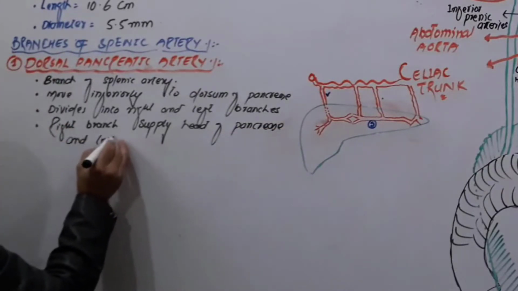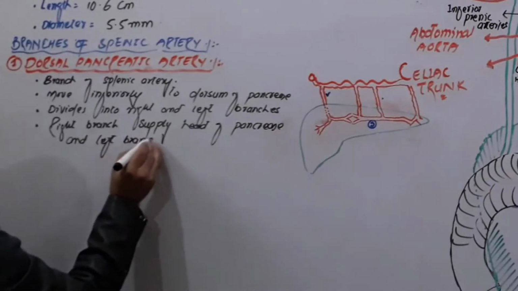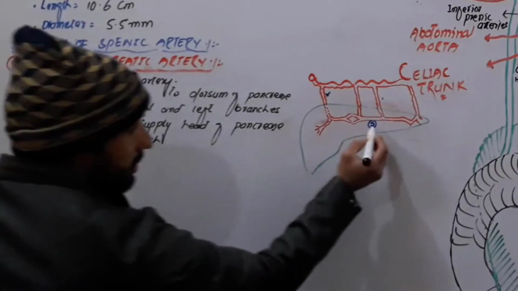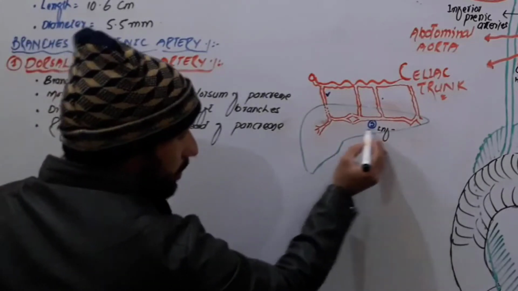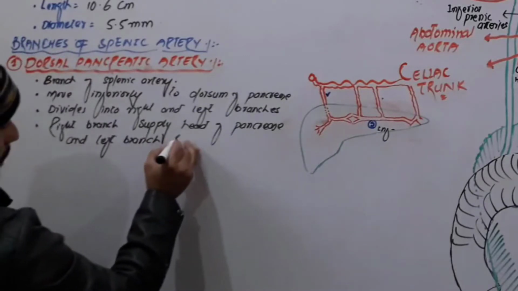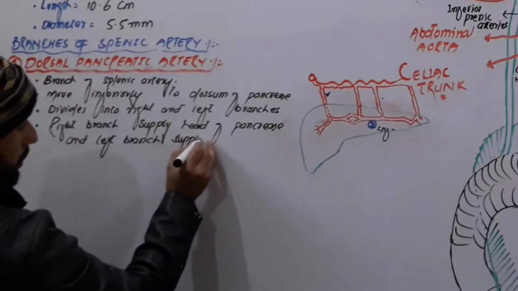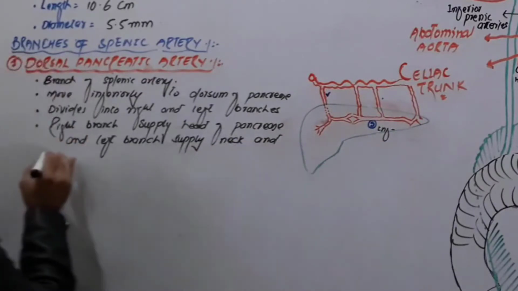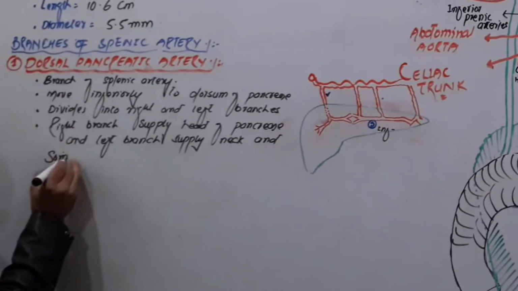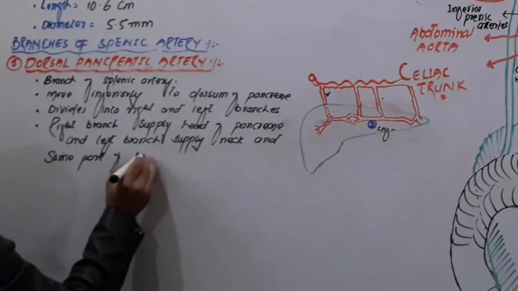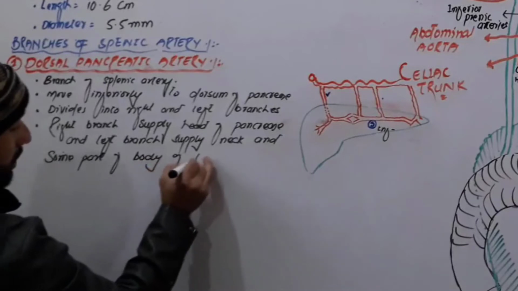The left branch anastomoses with the inferior pancreatic artery. We know that this is our inferior pancreatic artery, and it makes anastomosis here. And so the left branch supplies the neck and some part of the body of the pancreas.